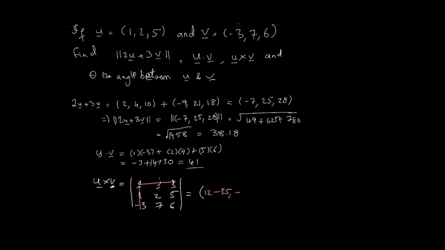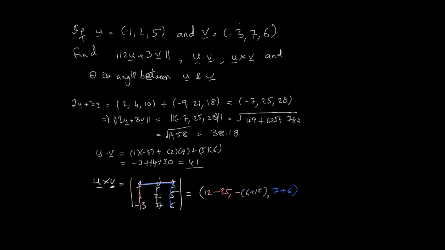Then we have the negative of the j. Now we're going to get rid of these two. Okay, so that's going to give me 1 times 6 is 6, and minus 3 times 5 is minus 15, so minus of minus, plus 15. And the last bit is going to be the k, the third one. Okay, this and this gone, which means 1 times 7 is 7, minus minus 3 times 2, so it's plus 6.